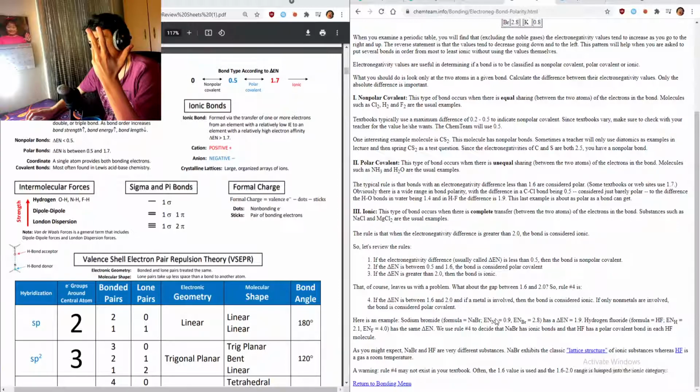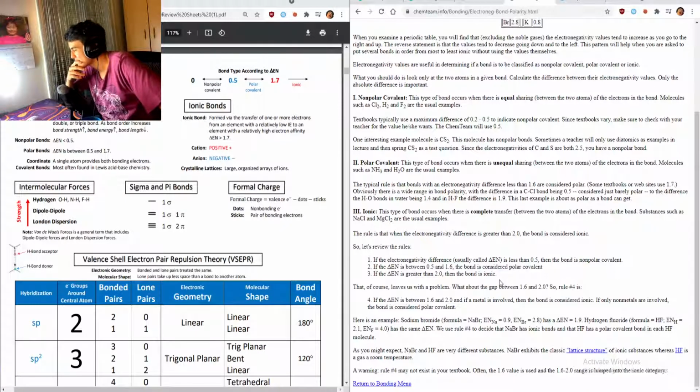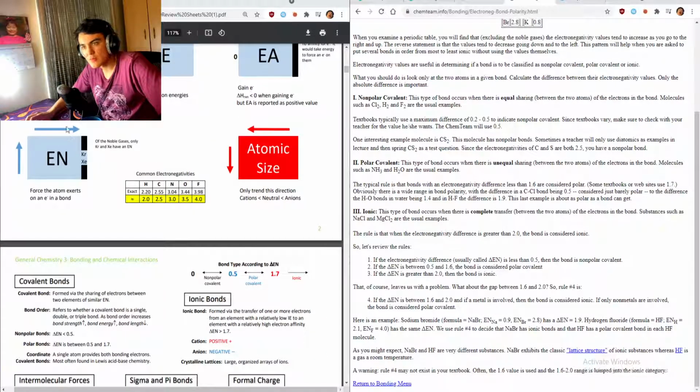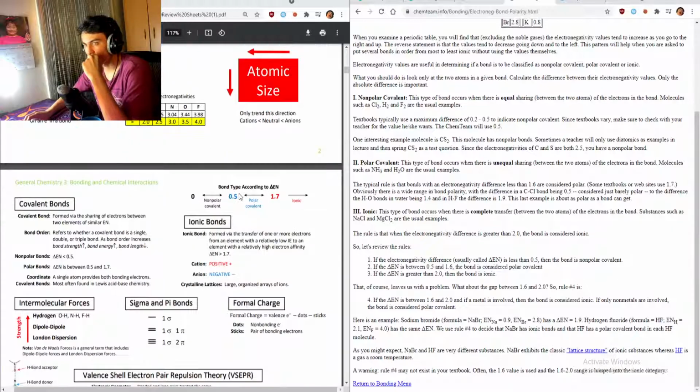Because they're all strong. Polar, why? Non-metals involved, bonds considered polar covalent. Why? I'm trying to understand why. Electronegativity charges here. Nope. I guess, whatever.